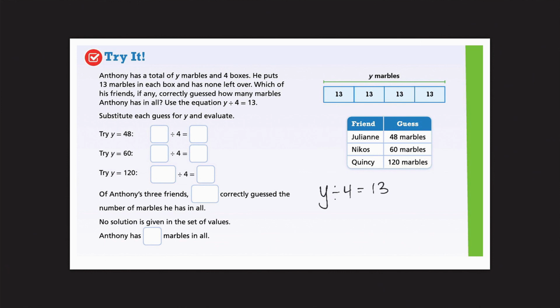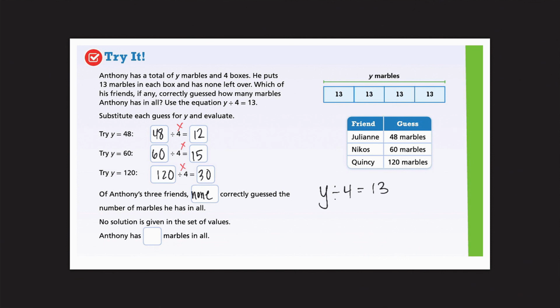Okay, now that everybody has tried it, we're going to just substitute 48, 60, and 120. 48 divided by 4 is 12. 60 divided by 4 is 15. And 120 divided by 4 is 30. So let's see, do any of these equal 13? Nope, nope, nope. So of Anthony's 3 friends, none guessed correctly.